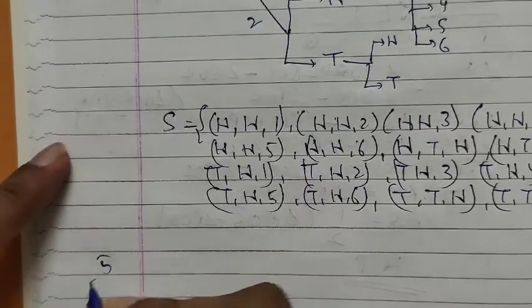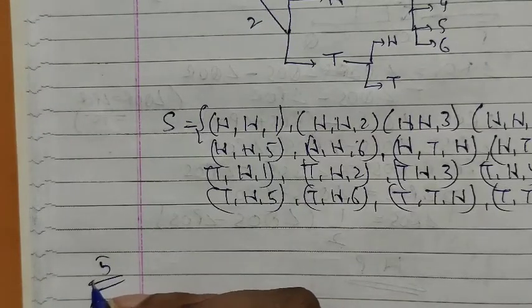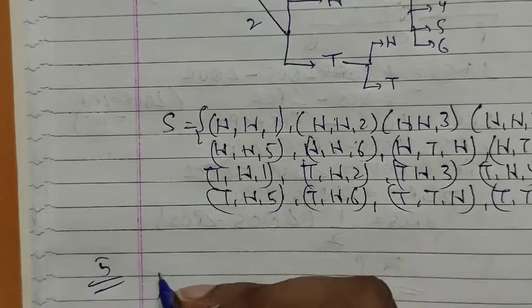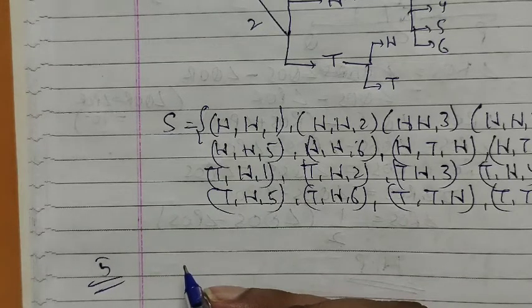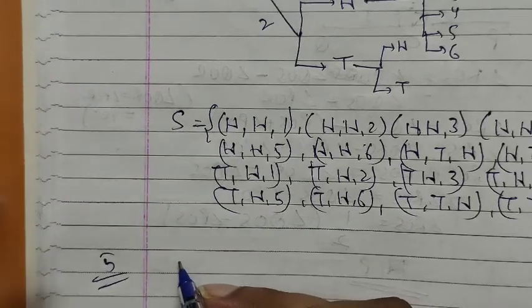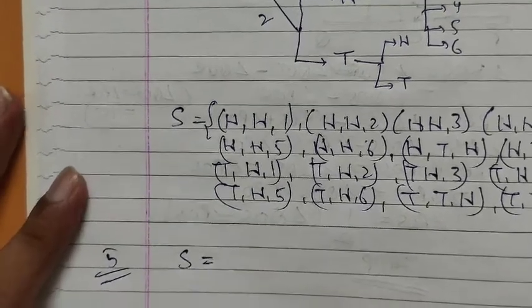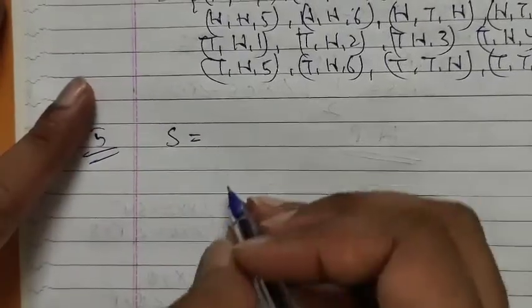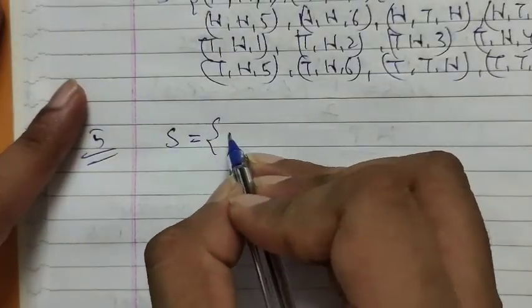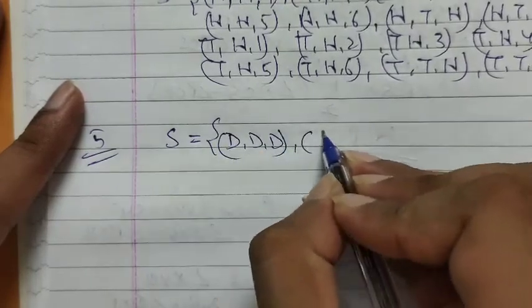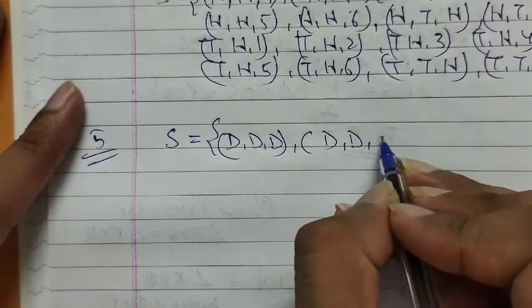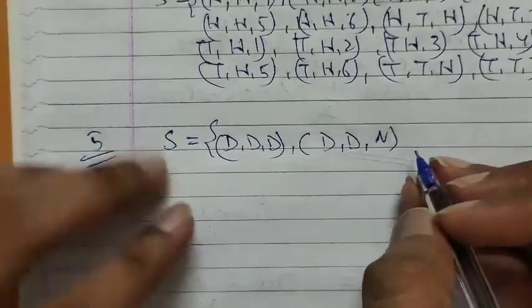Next, the fifth question. Out of a lot of bulbs, 3 bulbs are selected at random. Each bulb is tested as defective or non-defective. Write the sample space for it. Suppose all 3 of them are defective, or the first 2 are defective and the other one is non-defective.